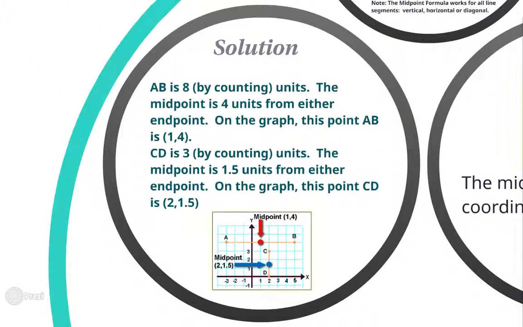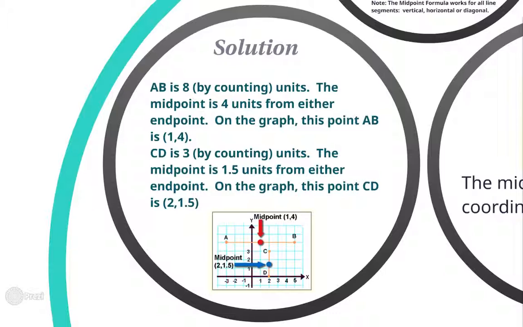So our solution: line segment AB is 8 by counting units. The midpoint is 4 units from either endpoint. On the graph, this point AB is 1, 4. And line segment CD is 3 by counting units. The midpoint is 1.5 units from either endpoint. On the graph, this point CD, line segment CD, is 2, 1.5.